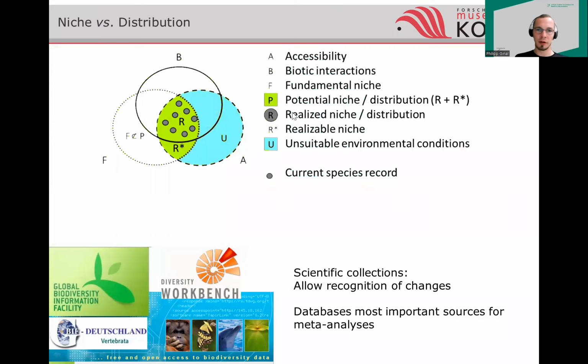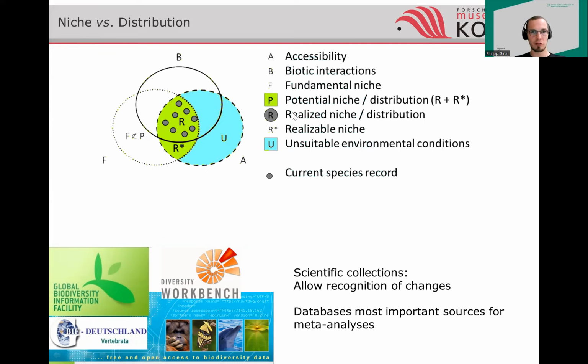For mechanistic SDMs, so species distribution models, and connectivity models, scientific databases and collections are very important because they are the basis and allow us to recognize changes. Further, it is also very important to understand the concept of the ecological niche.